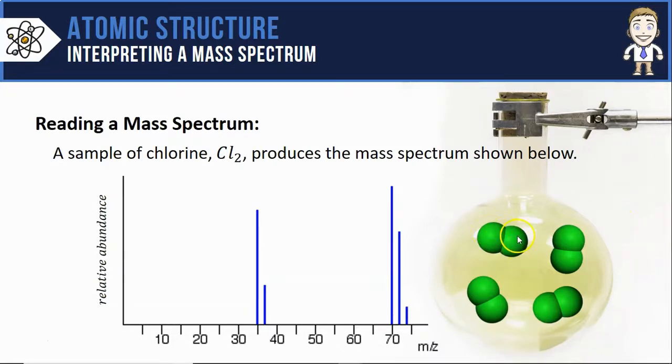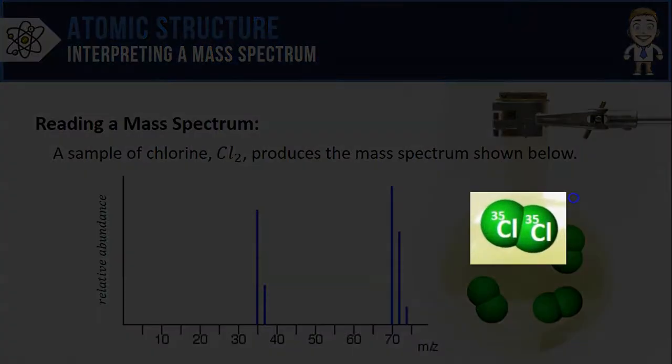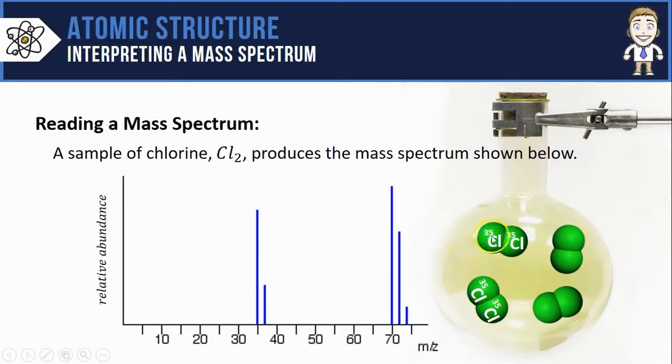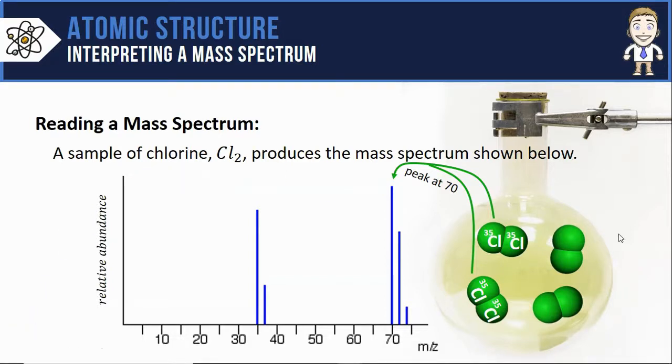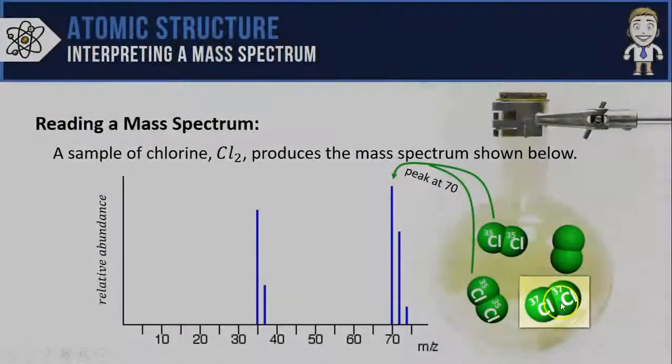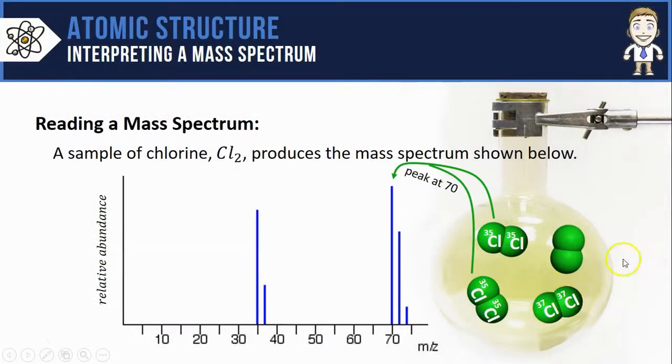Now that I know the different isotopes that exist for chlorine, I can start to guess that some of these Cl2 molecules might be made of chlorine atoms where both are the chlorine 35 isotope. That means that the total mass of this Cl2 is 35 plus 35, which is 70, thus explaining the very tall, very abundant peak we see here with a mass of 70. But there's other chlorine isotopes too, so maybe some of the other Cl2 molecules are made of chlorine atoms where both are chlorine 37. This mass will then be 37 plus 37, 74, hence the very small, very uncommon peak we see here at 74.